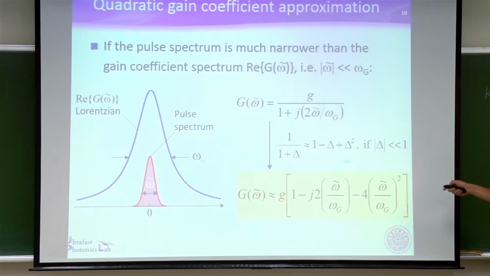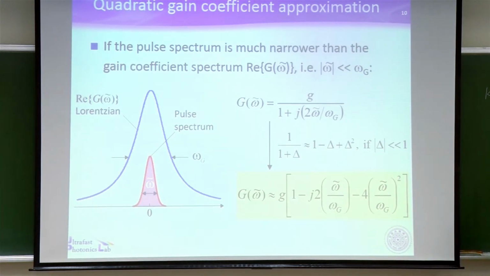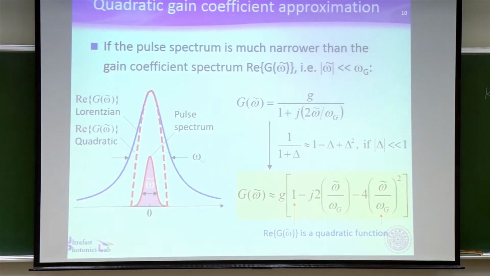Then you got this. Your G, the gain spectrum, can be approximated by the constant term, linear term, but it's purely imaginary because of the J symbol. And you have a quadratic term. Just use the first 3 terms in the Taylor series. And this is the result. If you take the real part, only the first and the third terms contribute to the real part, right?